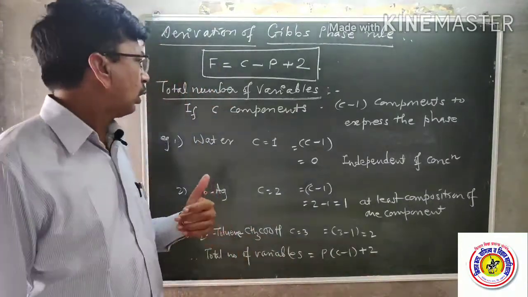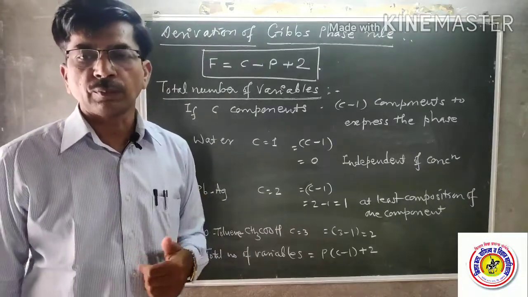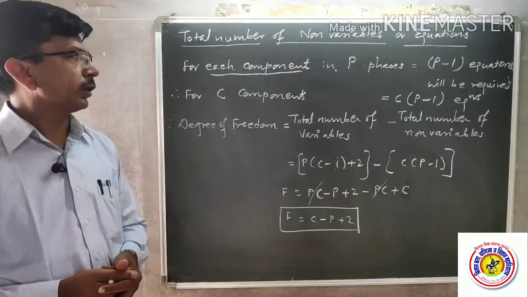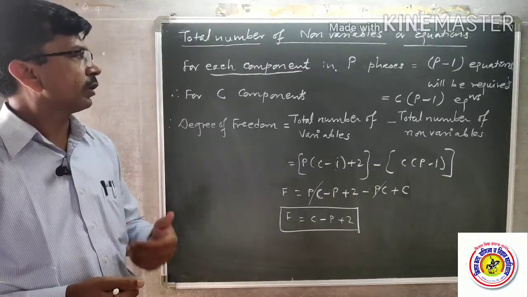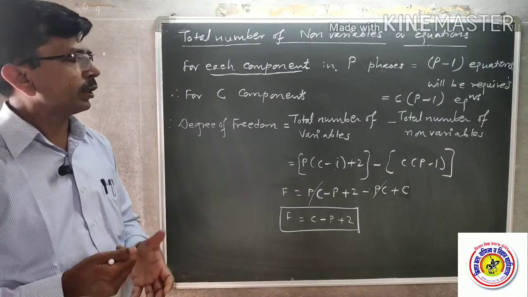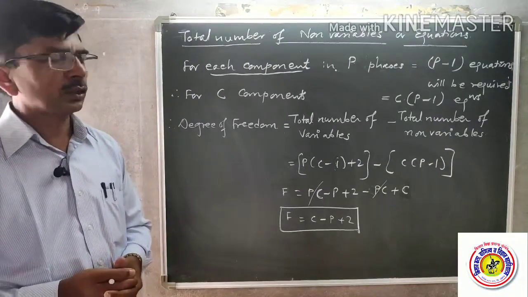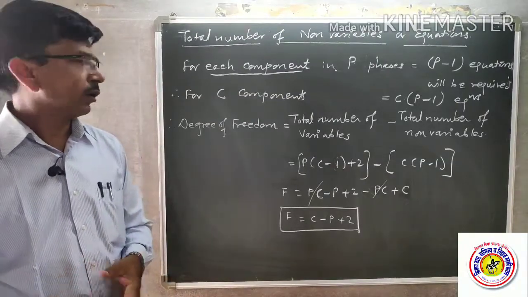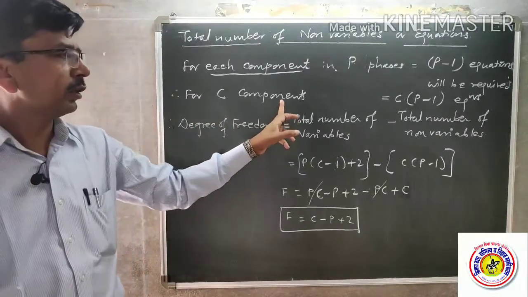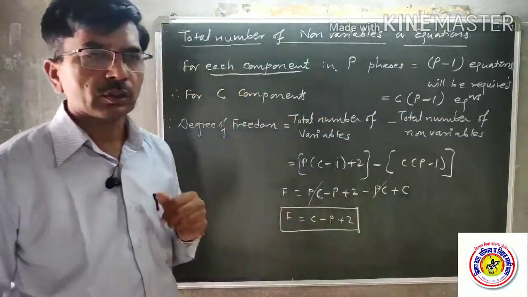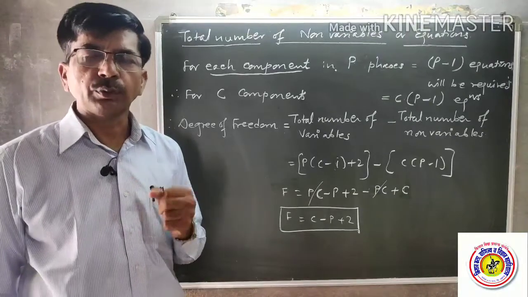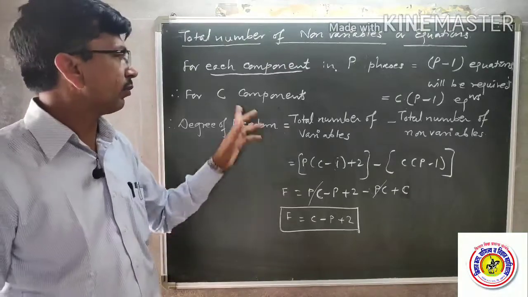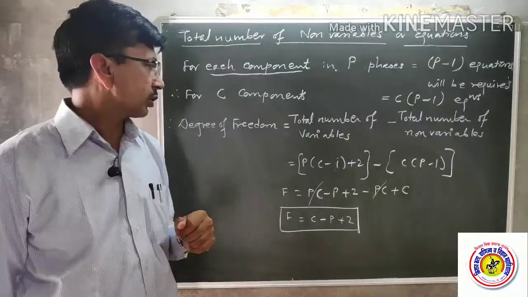Now we will see how to calculate the total number of non-variables, that is, the total number of equations. Suppose that we have a component in the system and it has P number of phases, then how many equations do we need? We need at least P minus 1 equations. And if we have C components, then we need C into P minus 1 equations. In the same manner, for C components, we need C into P minus 1 equations.